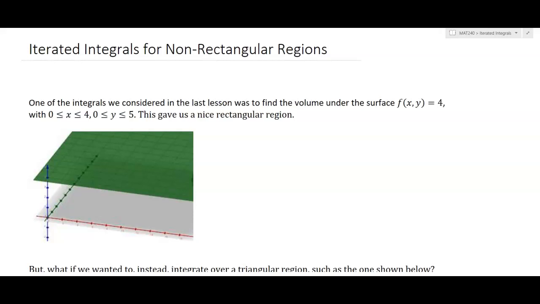In the previous, rather long lesson, we talked about how to develop an iterated integral for rectangular regions. Now we're going to look at how to do this for regions in the xy plane that are not rectangular. Our example last time revolved around the surface f of xy equals 4 with x between 0 and 4 and y between 0 and 5. So we had a nice rectangular region.